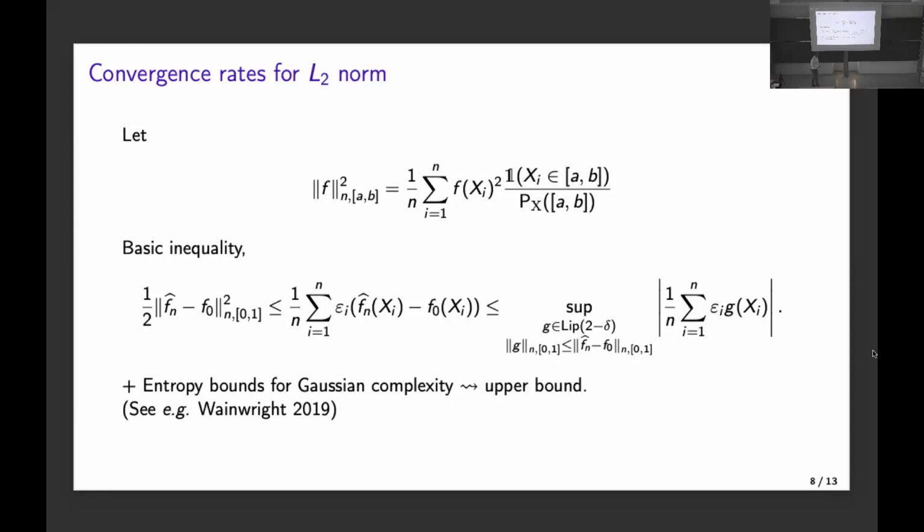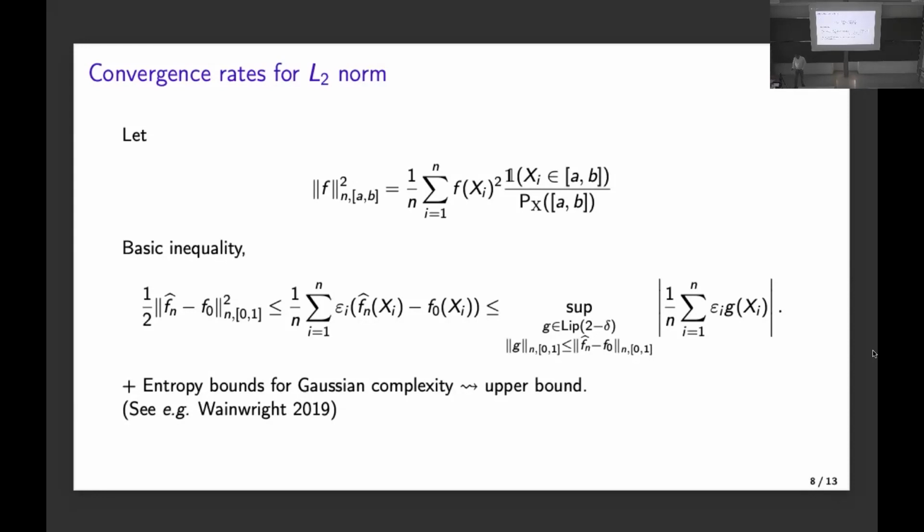and I select only the points in the interval. Okay, so usually what is done is that one compares the sum of squares of the least square estimator with the sum of squares of the underlying function, and in this way derives the so-called basic inequality, which says that in expectation our empirical L2 norm is bounded by a Gaussian complexity, and then one can apply metric entropy bounds and chaining techniques to obtain an upper bound.